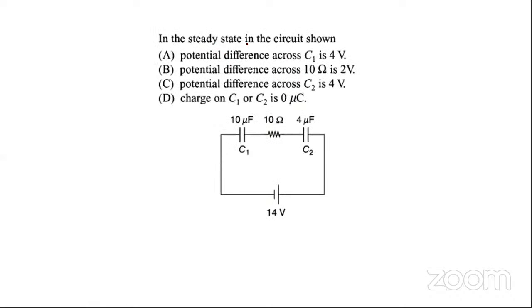In the steady state in the circuit shown, there are 4 options regarding different properties of the circuit. See which one looks correct.